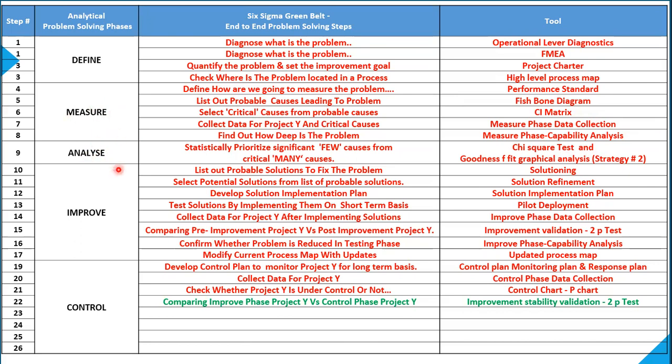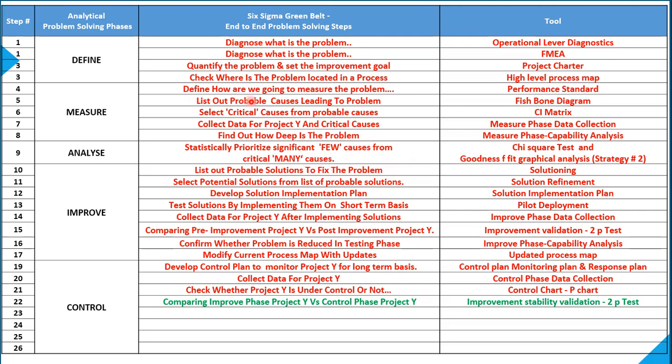Then we entered into the analyze phase. That's the next level, or second level, or advanced level of prioritization with the help of a statistical foundation. Statistically, we are going to prioritize significant few causes from critical many causes in the analyze phase with the help of chi-square test, goodness of fit test, and graphical assessments. And of course, we had a couple of strategies, strategy 1 and strategy 2. I'm not going to get into it. But all we do in the analyze phase is statistically prioritize significant few causes from critical many causes.